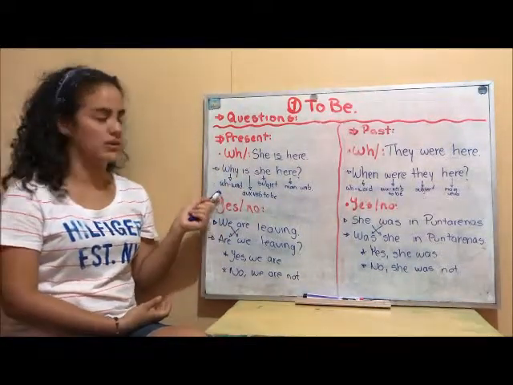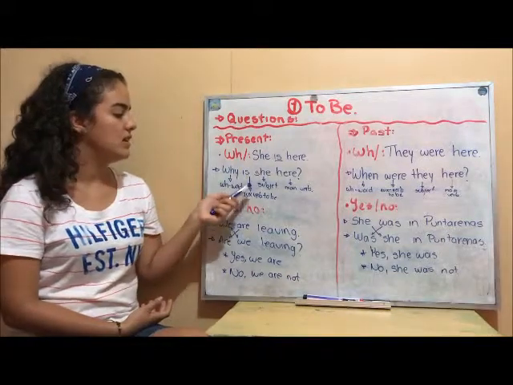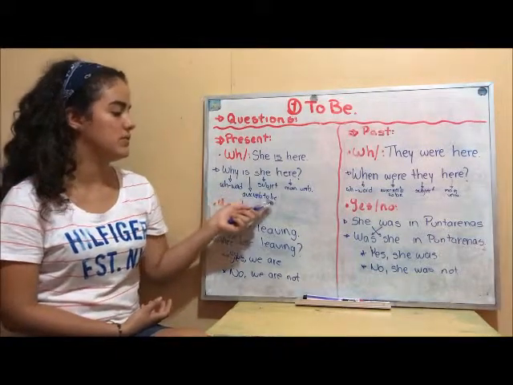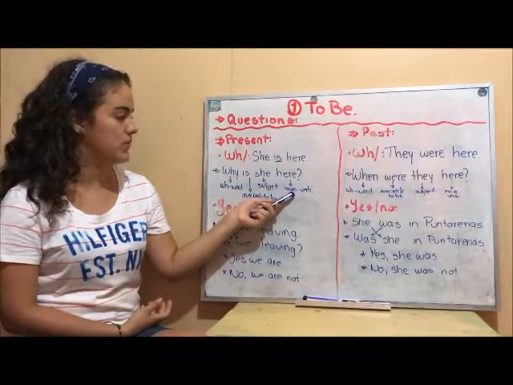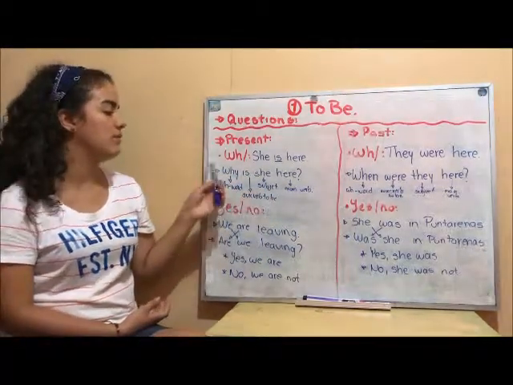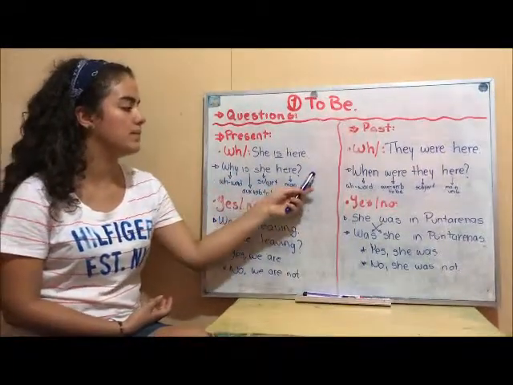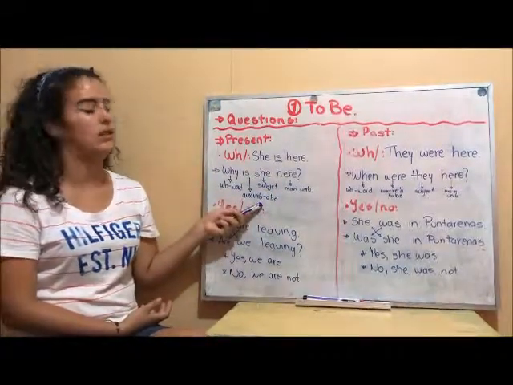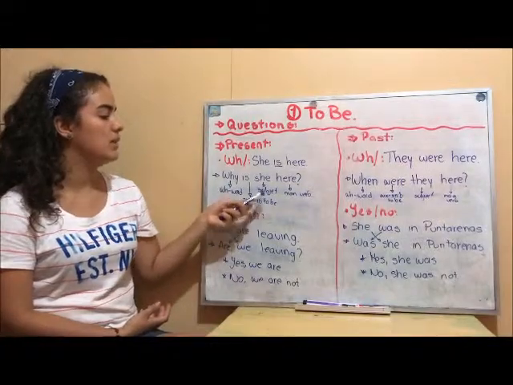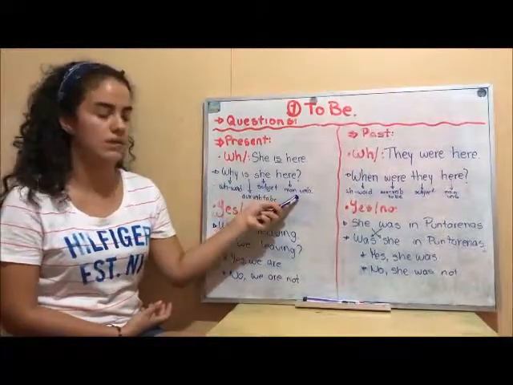Why is the WH question? Is is the auxiliary for verb to be. She is the subject, and here is the main verb. So always we have to use the same structure: WH question plus the auxiliary verb to be plus the subject plus the main verb.